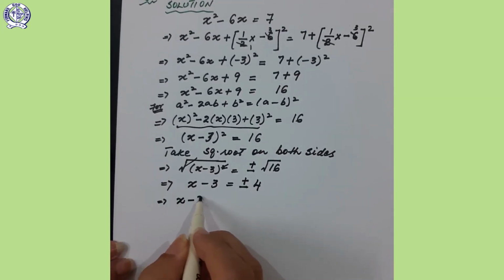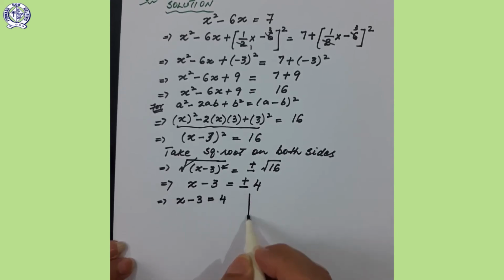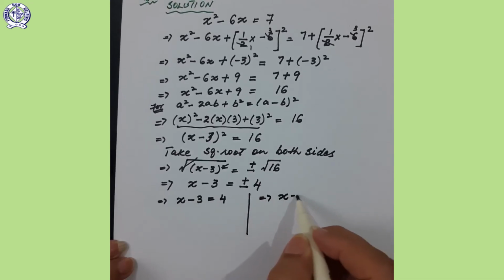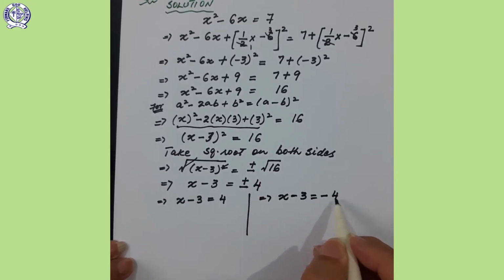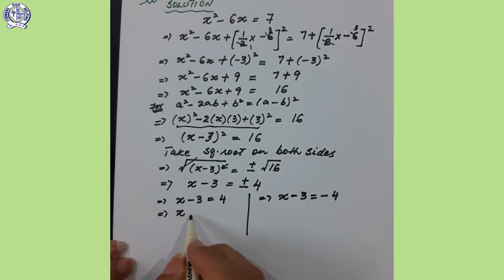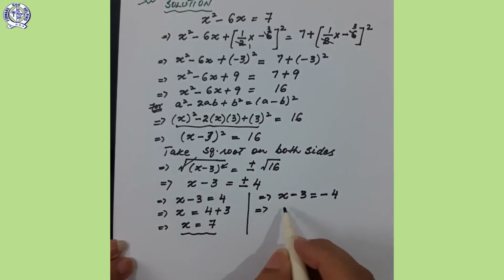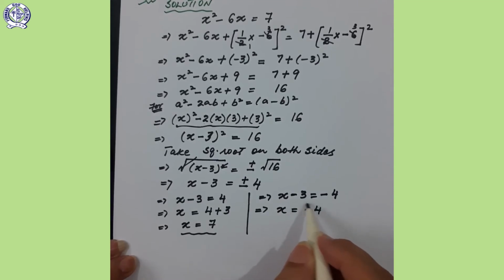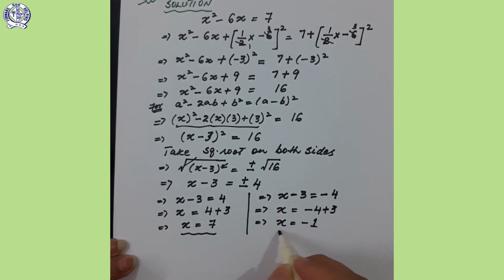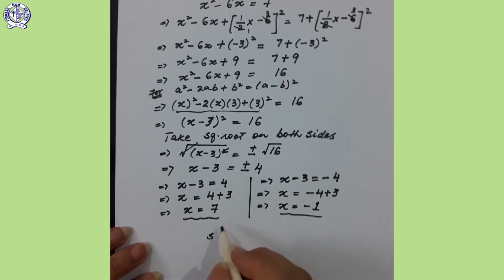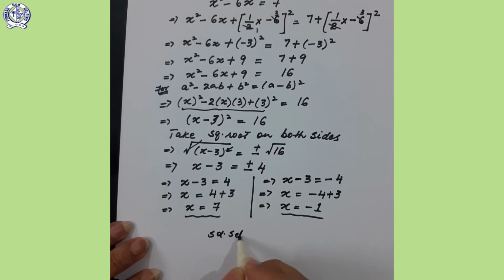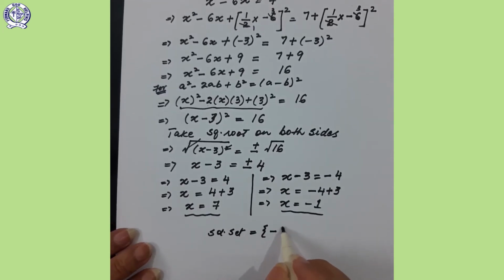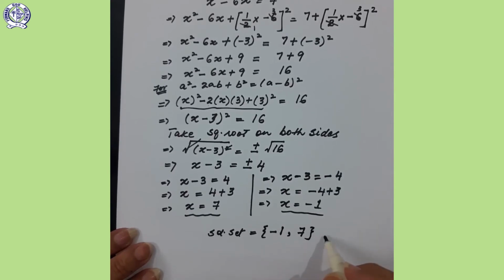First with plus sign, x minus 3 equals to plus 4, and then x minus 3 equals to minus 4. x will remain here, minus 3 will go that side, so 4 plus 3, x equals to 7. This is the value of x. And from here x equals to minus 4, and minus 3 will go that side and change into plus 3, so x equals to minus 1, the second value. So in the solution set you will write the small value first. Solution set is equals to minus 1 and 7. So this is the answer.